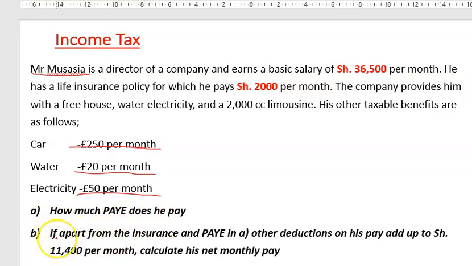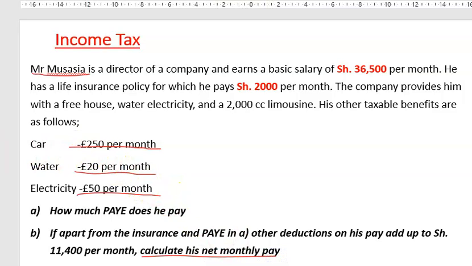And then 2, if apart from the insurance and tax above, other deductions on his pay add up to shillings 11,400 per month. So the question wants you to calculate his net monthly pay.